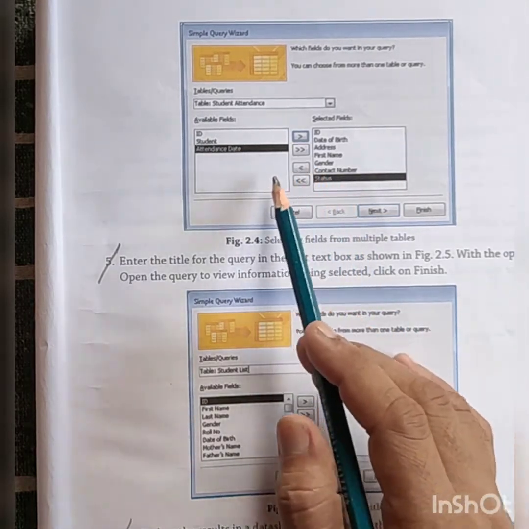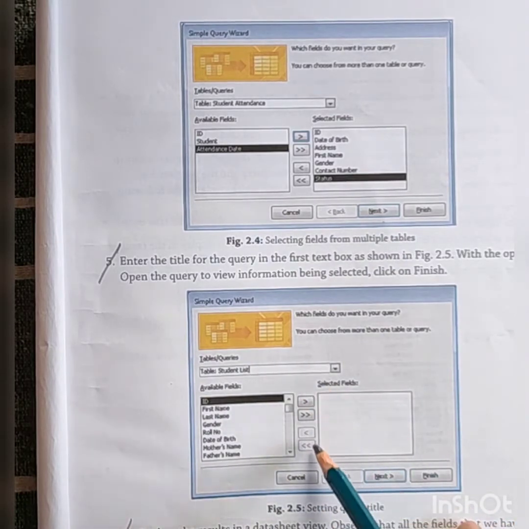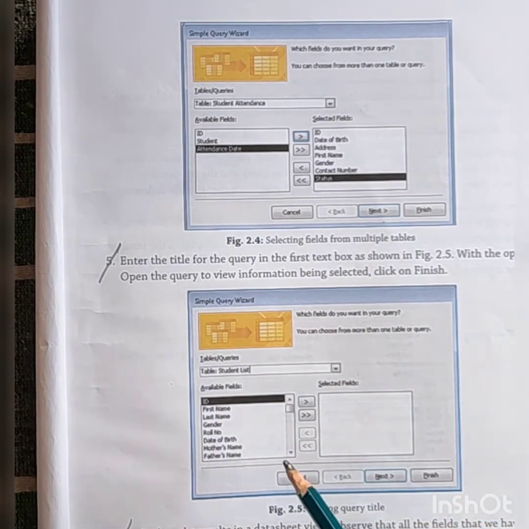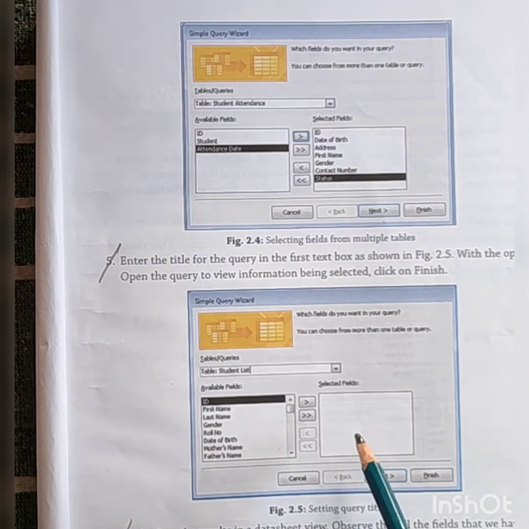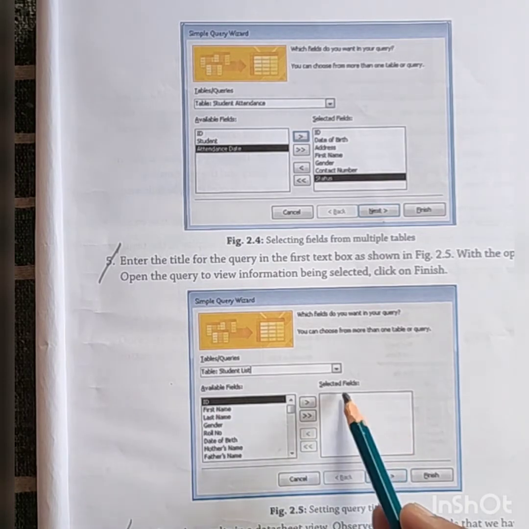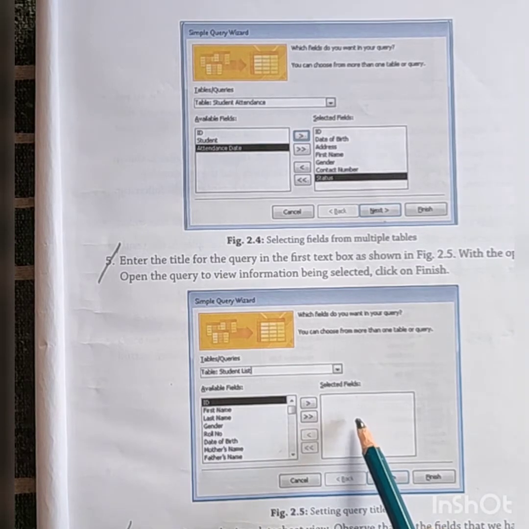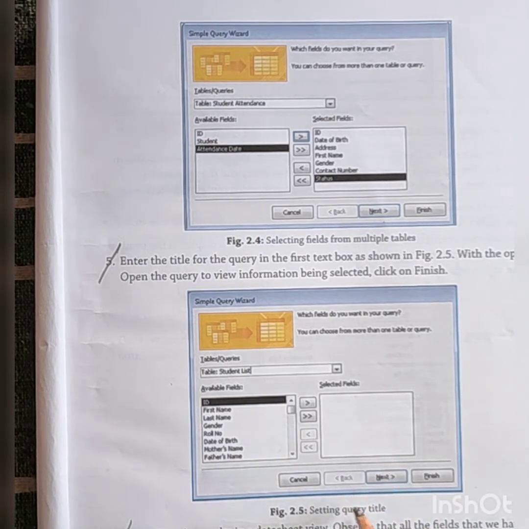After selecting the fields, you will get the Next option. You can also deselect. By mistake, if you have taken any field, you can change or modify it also. So these things will continue until your field selection is completed.